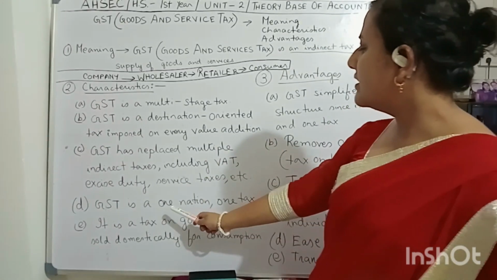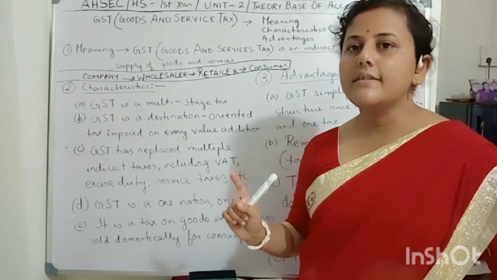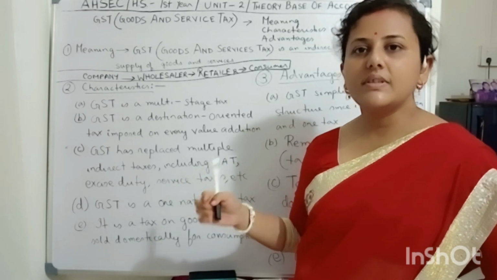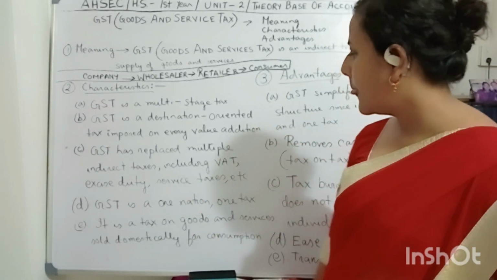Then you see, GST is one nation, one tax. So there is now only one indirect tax. Okay, that is GST. One nation means India. One country and one tax.